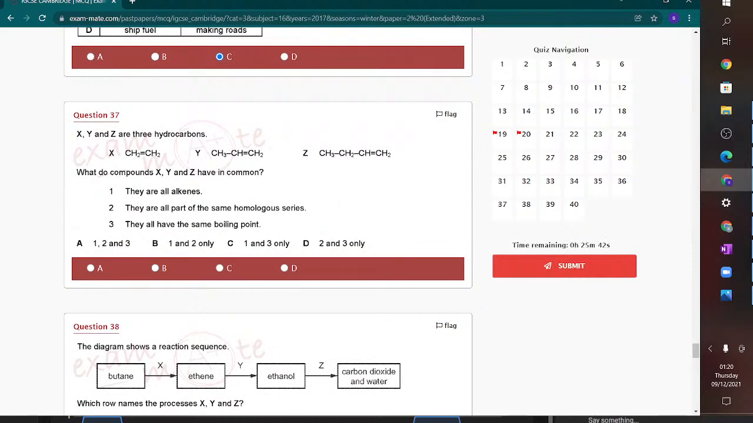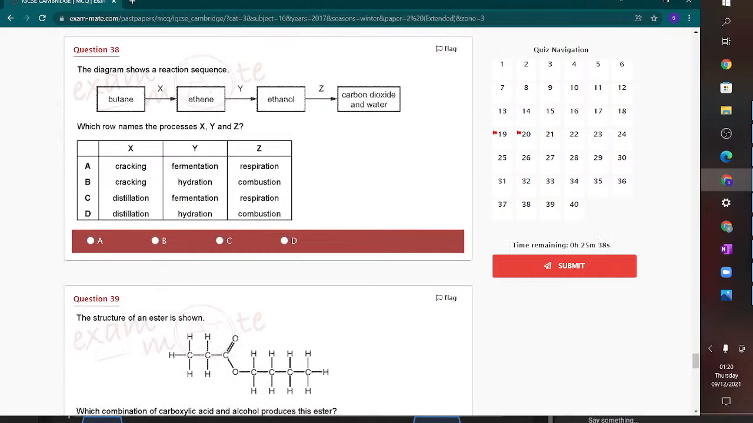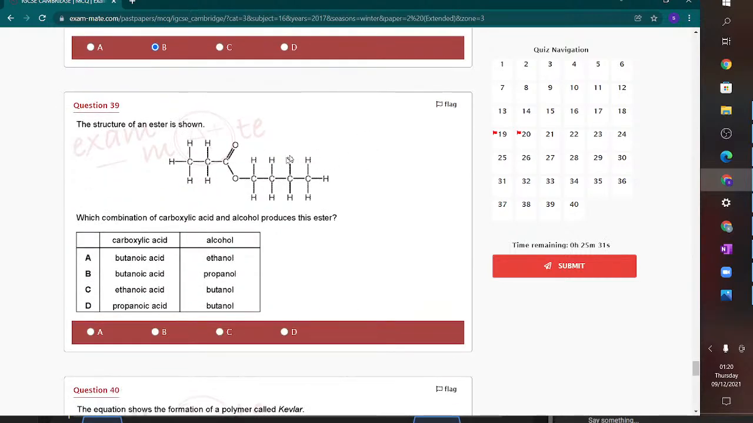X, Y, and Z are three hydrocarbons. Okay, we have discussed this before. The answer is B. Okay, this was B: cracking, hydration, combustion. Let's have a breakage here. One, two, three, propanoic acid. One, two, three, four, five. One, two, three, four, butanol. Butanol and propanoic acid.